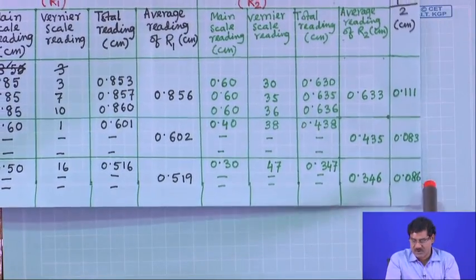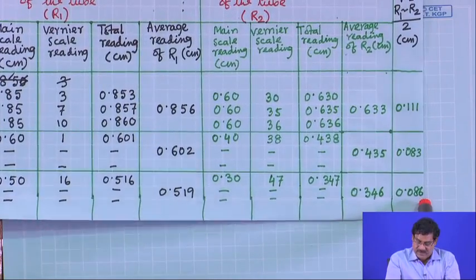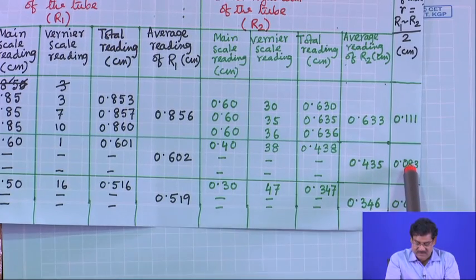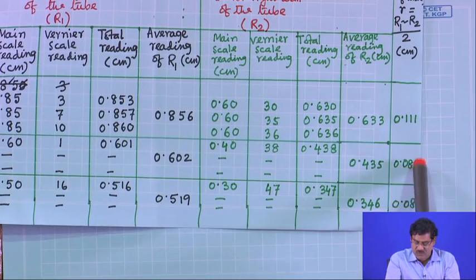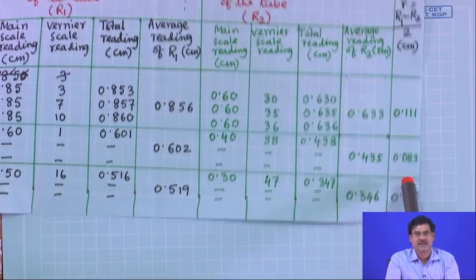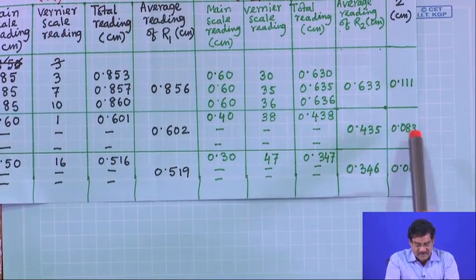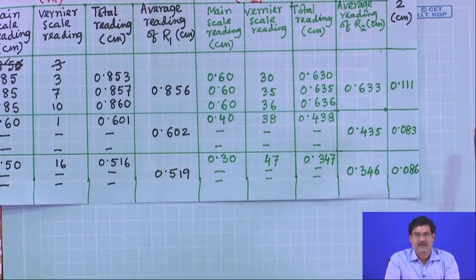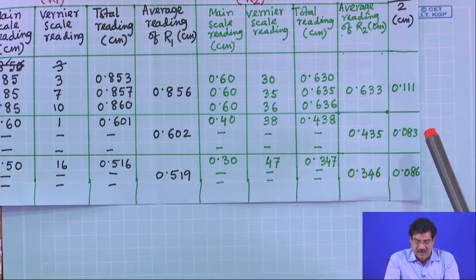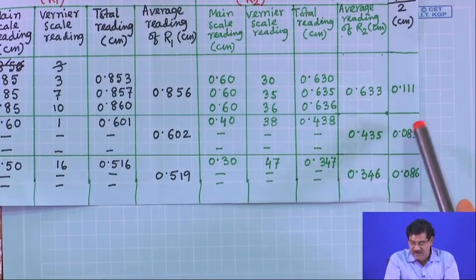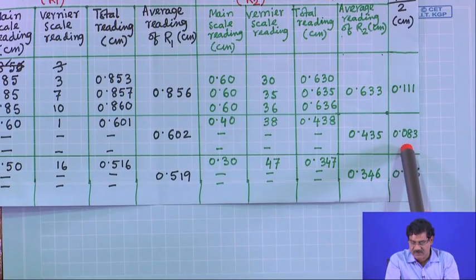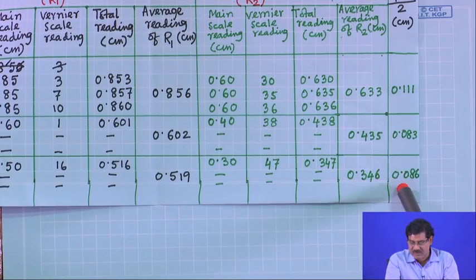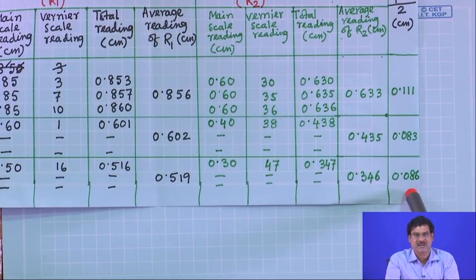So, this is 0.086. Now, these two radii are more or less very close. So, either there is some error in the measurement of one of them, or we should take capillary tubes having quite different radii. Here the difference is 0.03. So, here also similarly it could be in the 0.05 or 0.06 range.